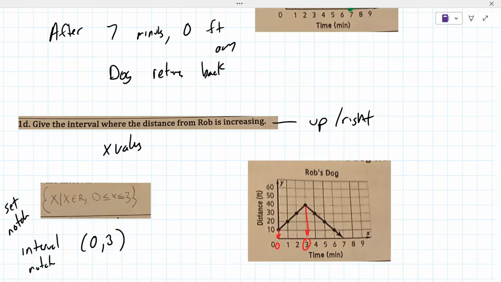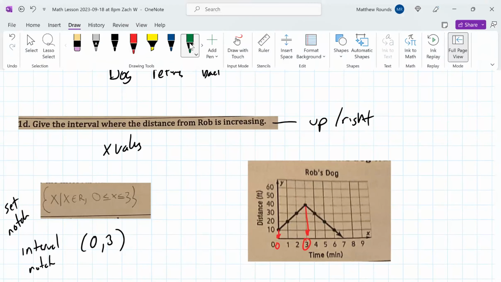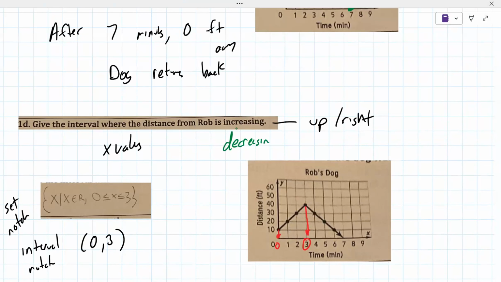Okay. And then the same, we might as well do it for decreasing as well. So let's do that in green here. Where is it decreasing? It is decreasing for x values, it's always the X values, 3 to 7. Yeah, good. Although it's a little bit deceptive here because it almost looks like this goes forever, but I would assume you don't let your dog, well, I hope.